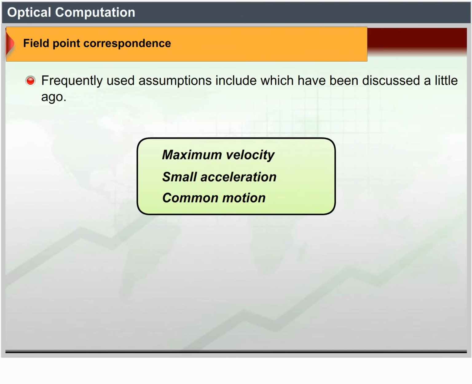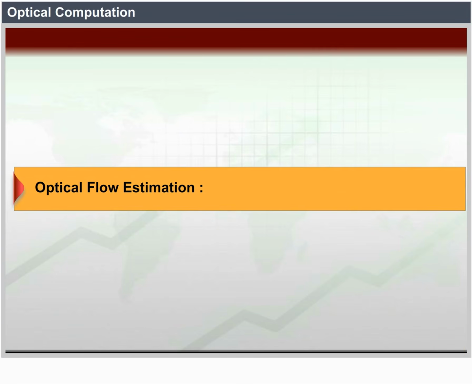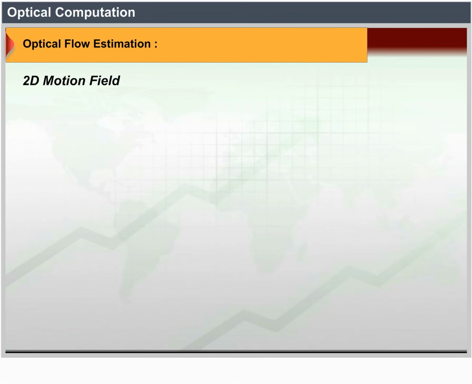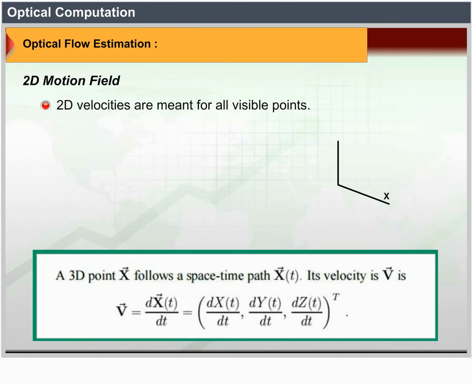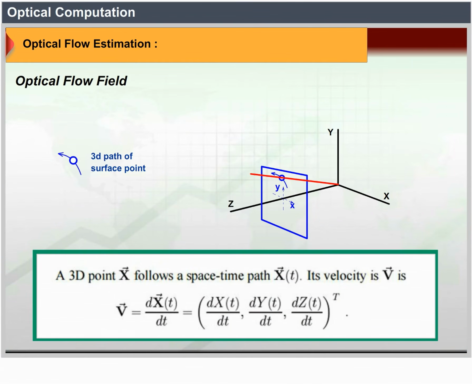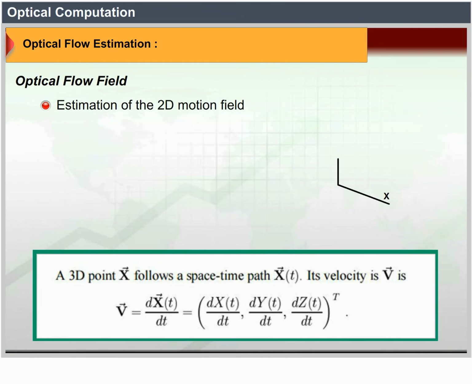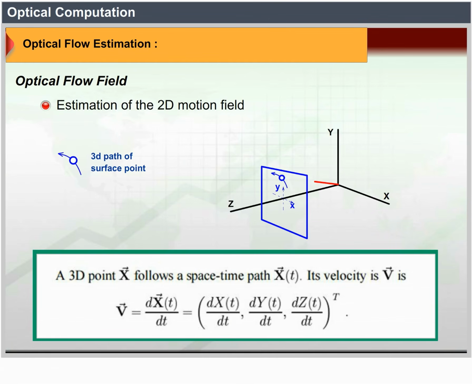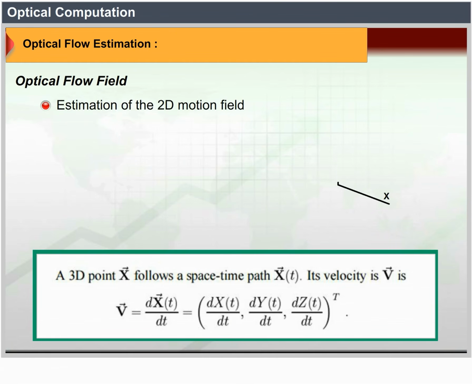Optical flow estimation. 2D motion field: 2D velocities for all visible points. Optical flow field: estimate of the 2D motion field. The image motion diagram can be seen on screen. A 3D point x vector follows a space-time path x vector t. Its velocity v vector is given by the equation on screen.